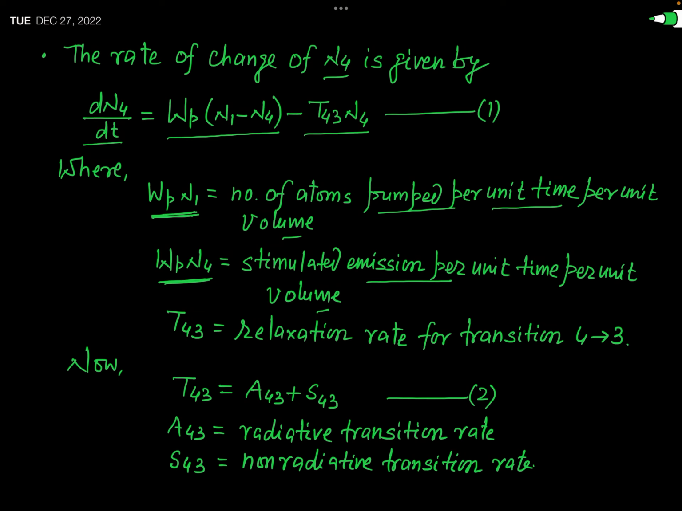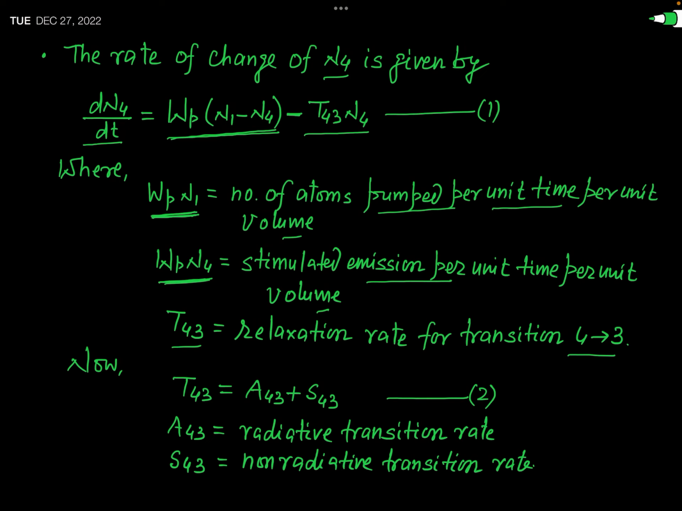Okay, so if you consider that this T43 is the total net relaxation rate for the transition from 4 to 3, then this T43 into N4 will also represent the number of decrease of atoms in the fourth energy level per unit volume per second. So I have subtracted this value from the quantity Wp into N1 minus N4.